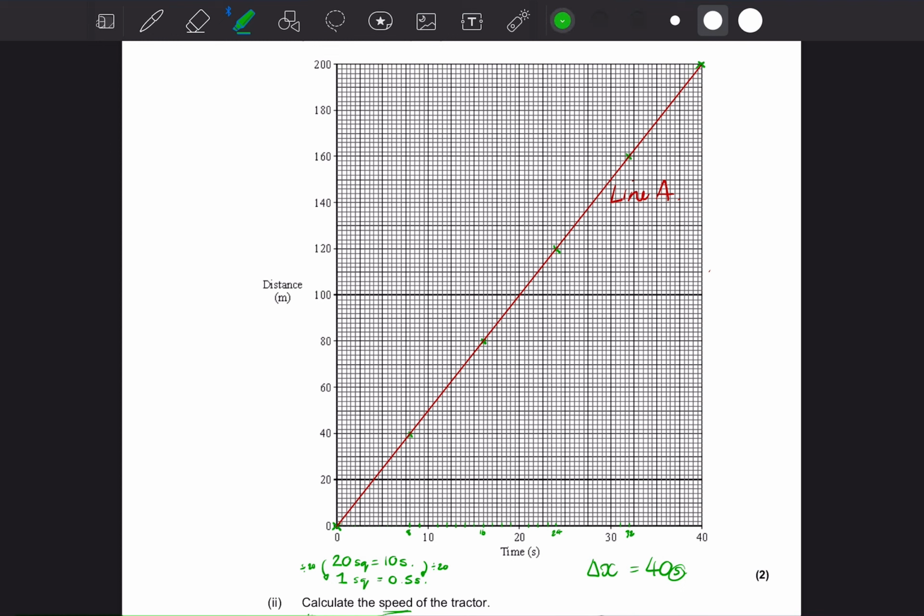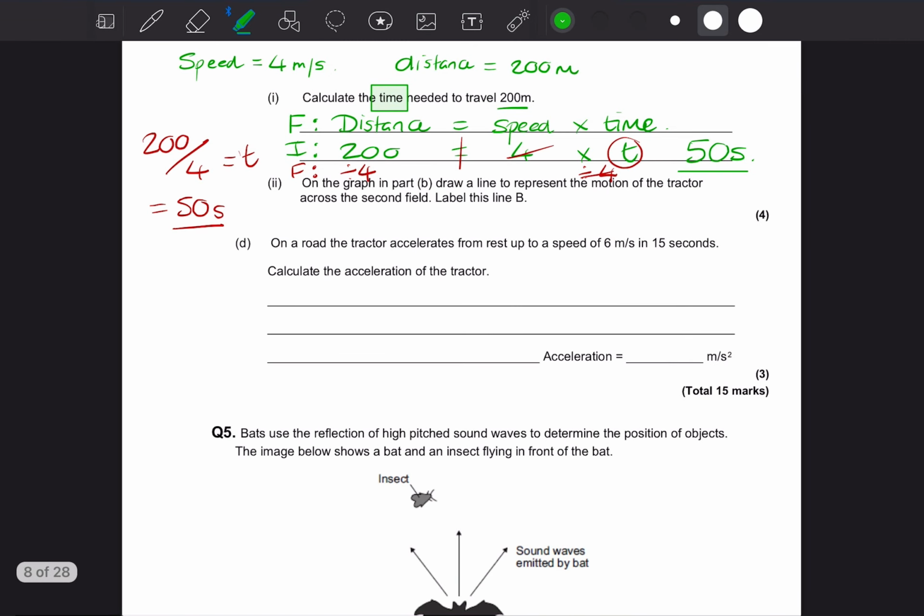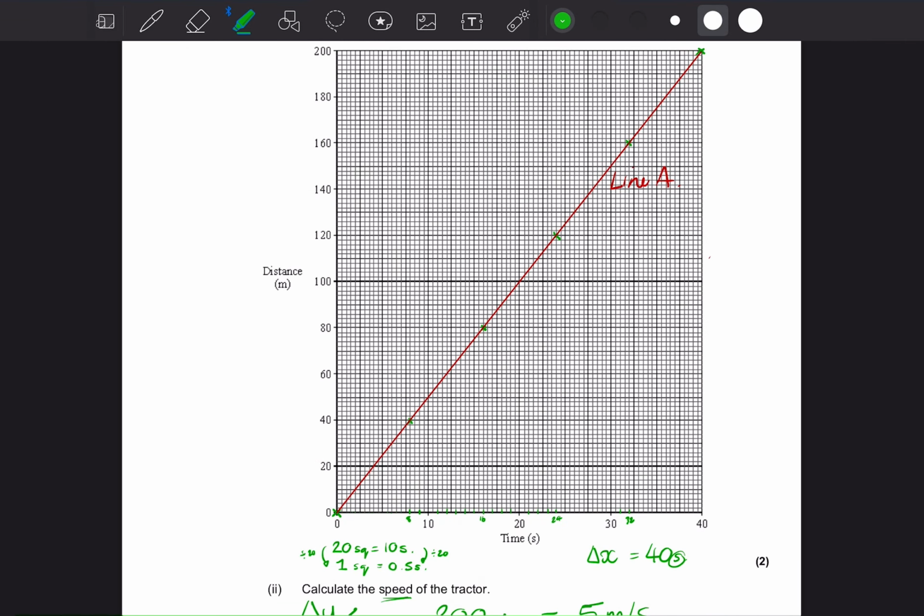So we want a gradient where the speed is 4 meters per second. So how could we achieve that with our 40 meters? If we know that speed equals distance divided by time, and we know that the speed is 4, how far will that cover in 40 seconds?